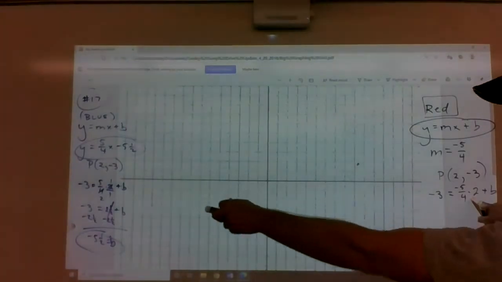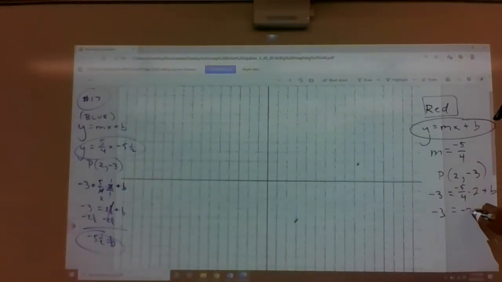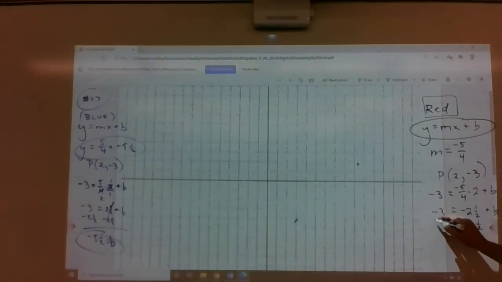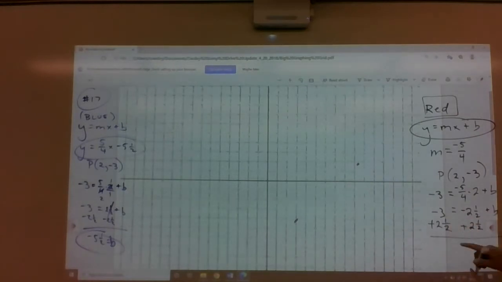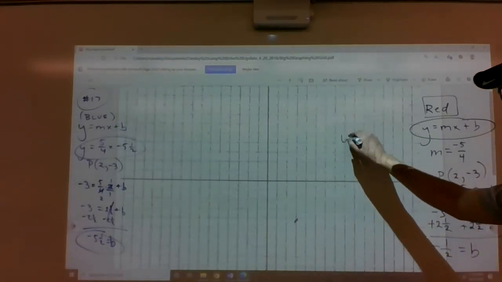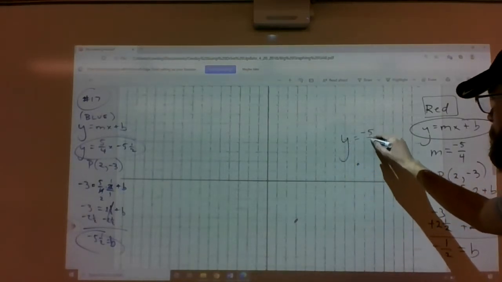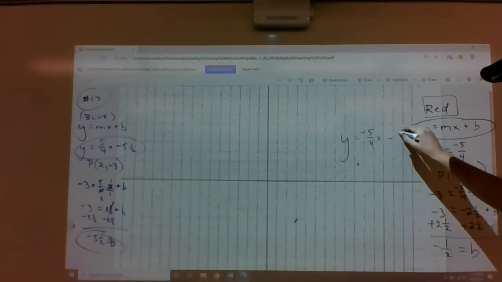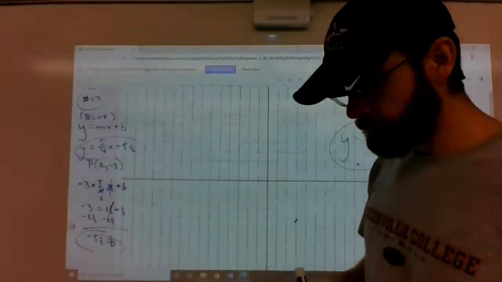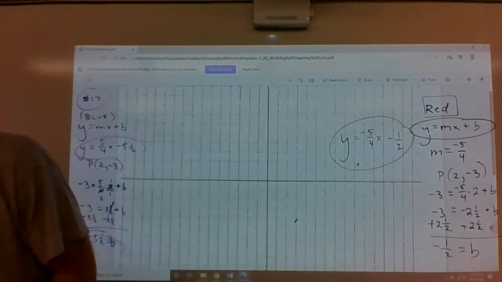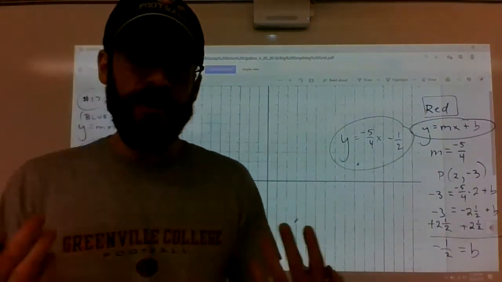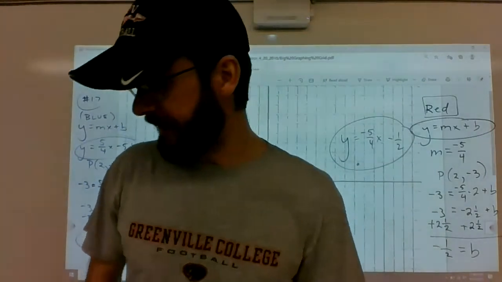All right, this was just 2.5, but now it's -2.5, which means I'm going to add 2.5 to both sides. Opposites subtract, so 3 minus 2.5 is 1/2. The bigger number is negative, so keep the negative. Okay. y equals -5/4 x minus 1/2. So that's how you guys can think your way through something like number 17 or 18.